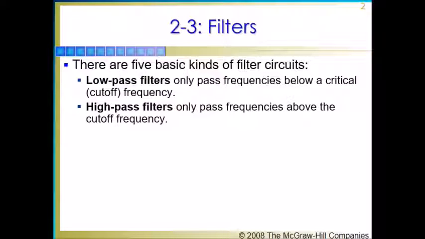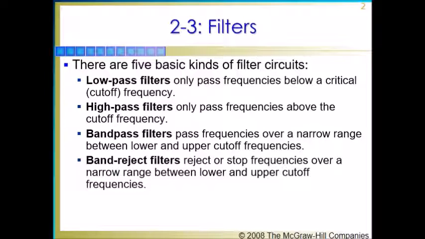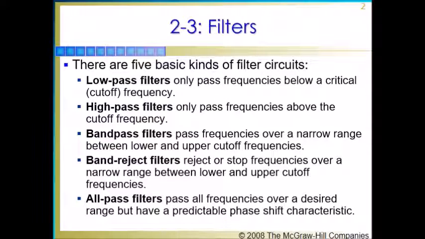Second, high-pass filters. High-pass filters only pass frequencies above the cutoff frequency. Third, band-pass filters. Band-pass filters pass frequencies over a narrow range between lower and upper cutoff frequencies. Next is band-reject filters. It rejects or stops frequencies over a narrow range between lower and upper cutoff frequencies. And last, all-pass filters. It passes all frequencies over a desired range but has predictable phase shift characteristics.